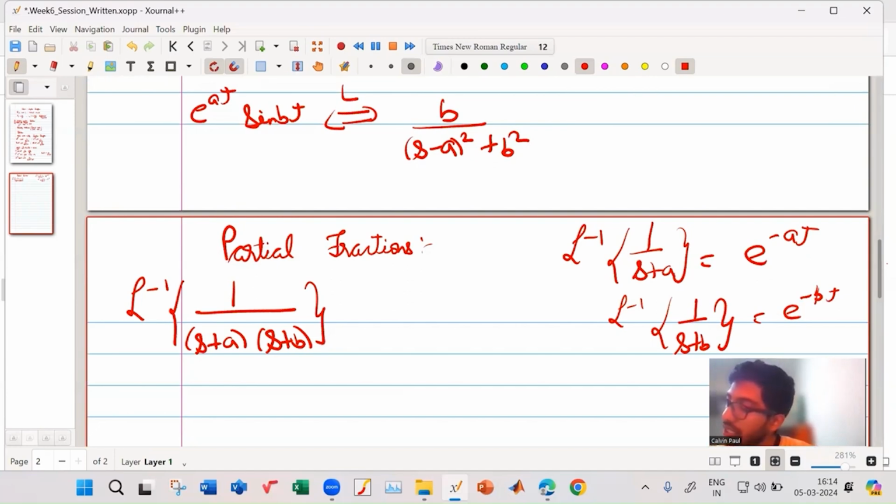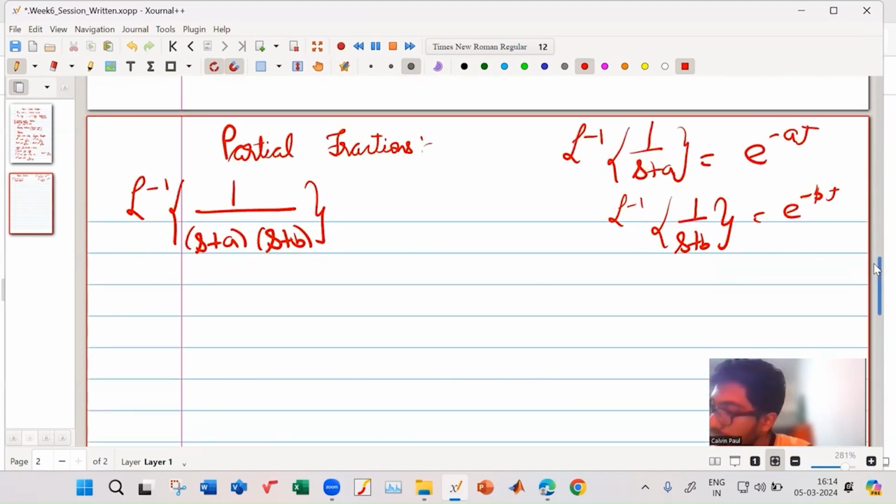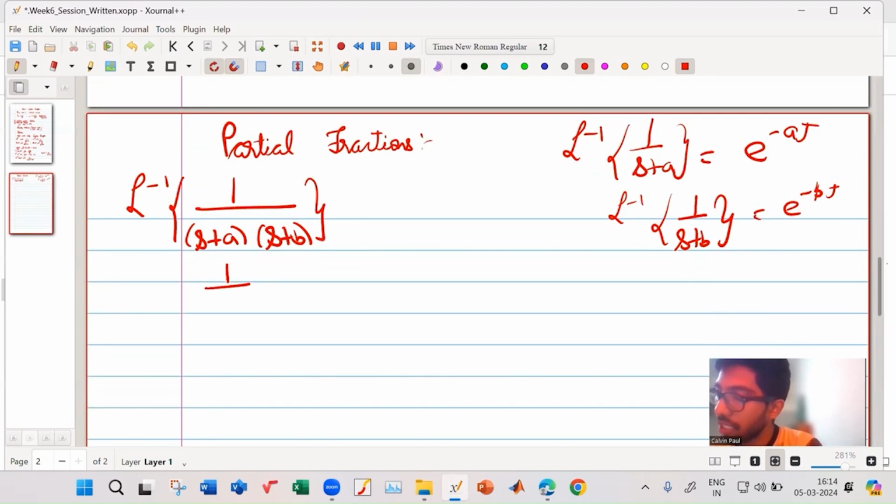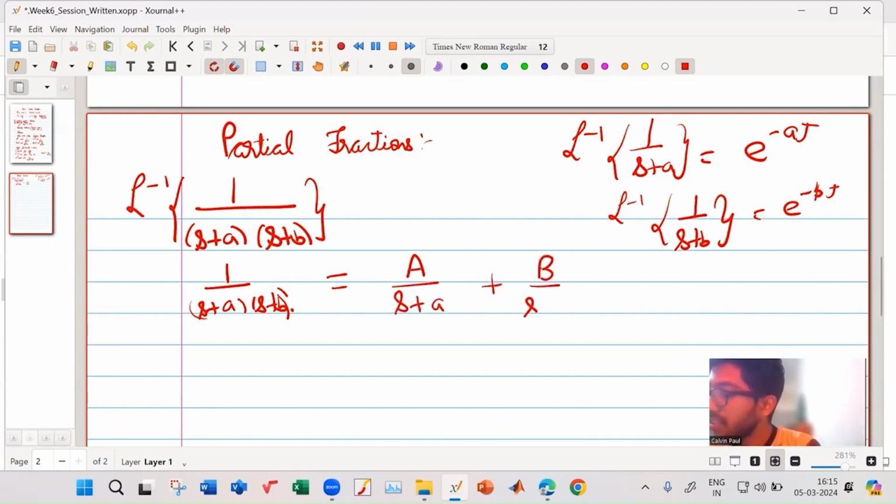So we want it to be in this form of 1 upon s plus a and 1 upon s plus b. So what do we do in such cases? We have 1 upon (s plus a) into (s plus b). According to the theory of partial fractions, we can write it in the form A upon s plus a plus B upon s plus b. So now what is unknown to us over here? Capital A and capital B, right?